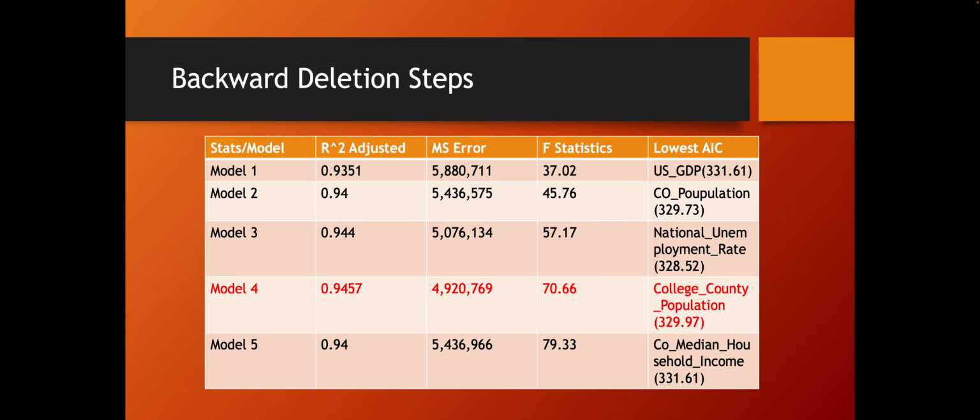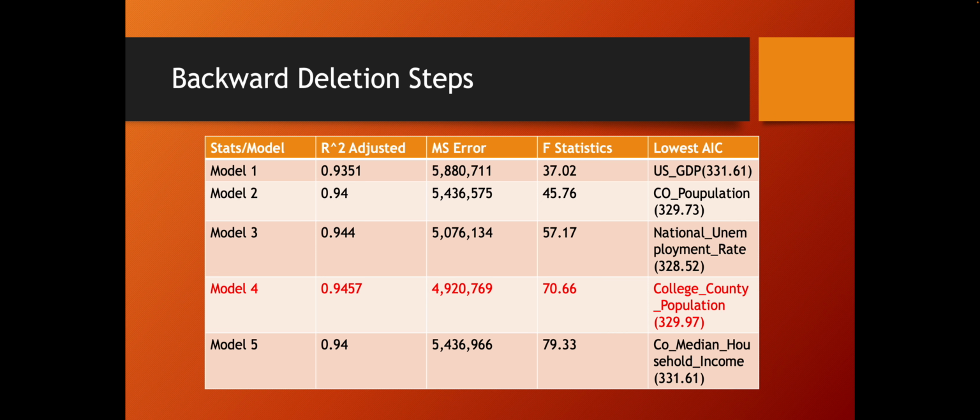Now, the steps to do the backward deletion manually. I use the drop1 function in R. It will give you the AIC values. In the first step you run the full model, and the US GDP had the lowest AIC, so I dropped that variable and ran the second model without it, and so on, and it will give you the stats for each step.